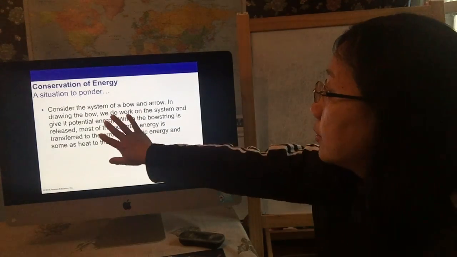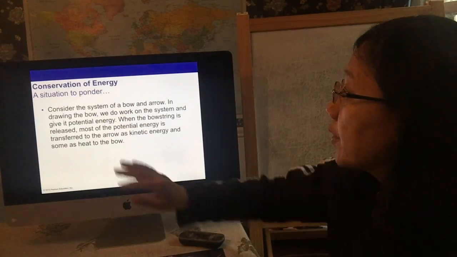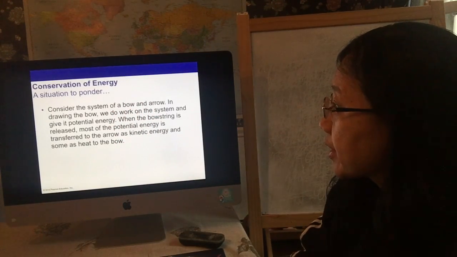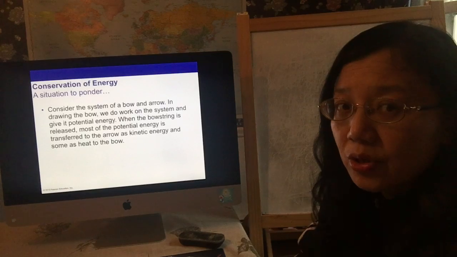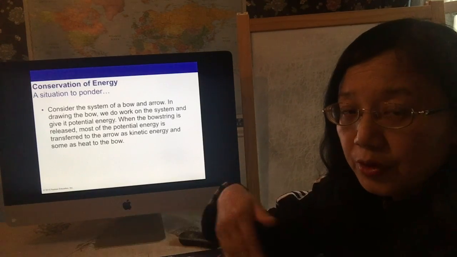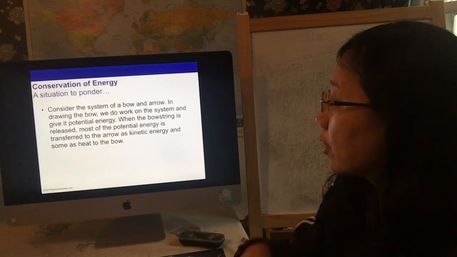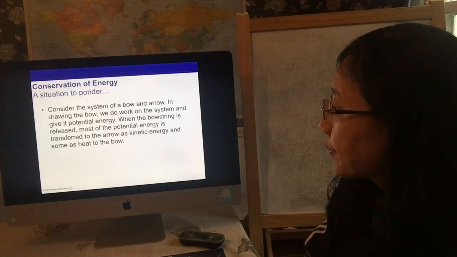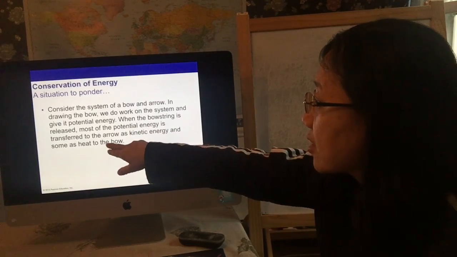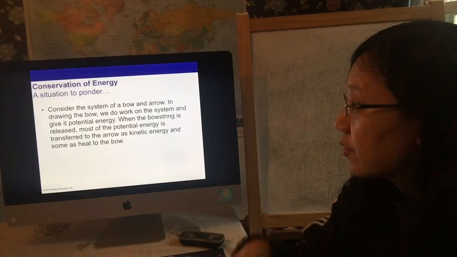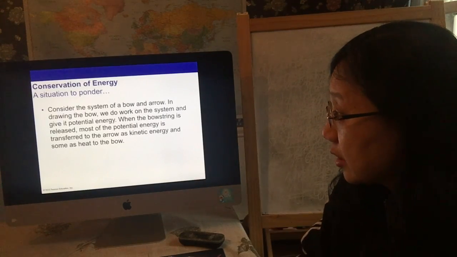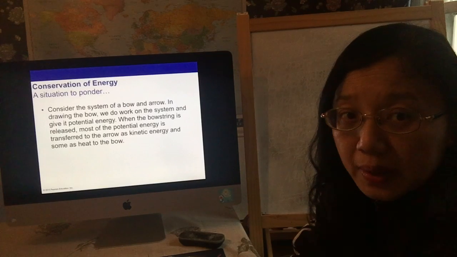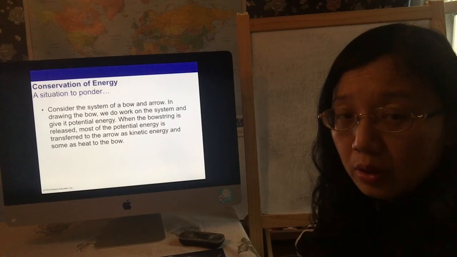Okay, and also, if you have a system of bow and arrow, when we draw the bow, we do work on the system and then give it potential energy. So the work is the ability to change the energy or to transfer the energy. When the bowstring is released, most of the potential energy is transferred to the arrow as kinetic energy. So some of the potential energy is converted to kinetic energy, and also to heat. But the total amount of energy is still the same.